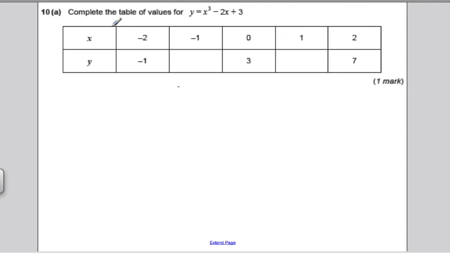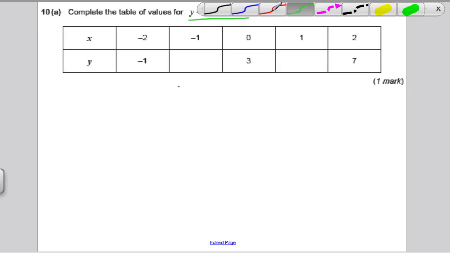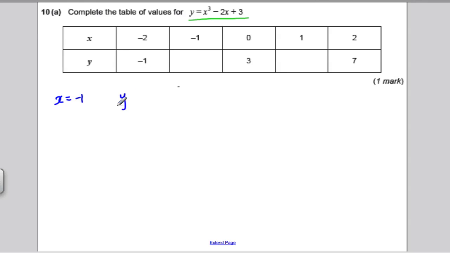Question 10a. Complete the table of values for the following function here. All we've got to do is substitute x's in and get y's out. So, when x is minus 1, what's y? Y is minus 1 cubed minus 2 times minus 1 plus 3. Minus 1 times minus 1 is 1, times another minus 1 is minus 1. Minus 2 times minus 1 is plus 2, and we've still got our plus 3, so this gives us an answer of 4, so 4 goes here.